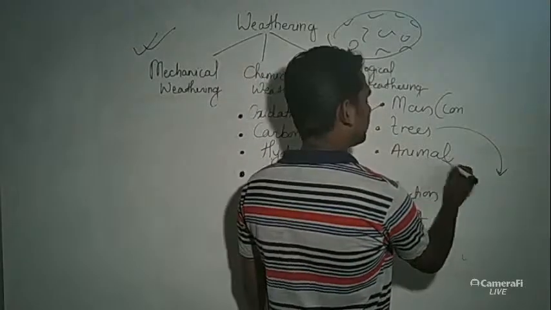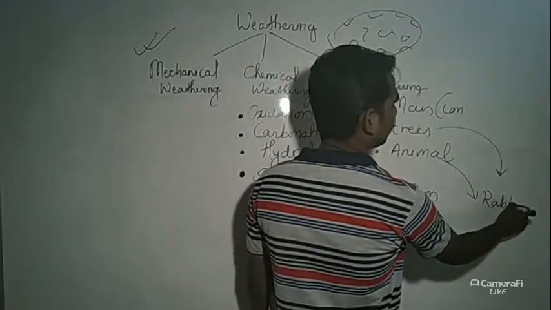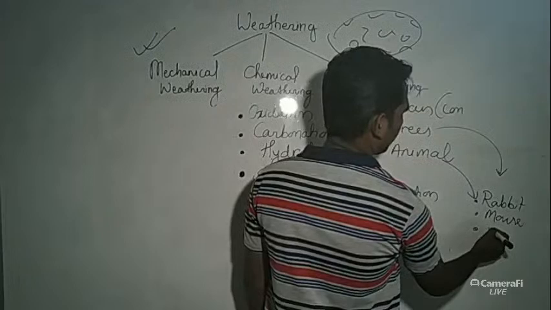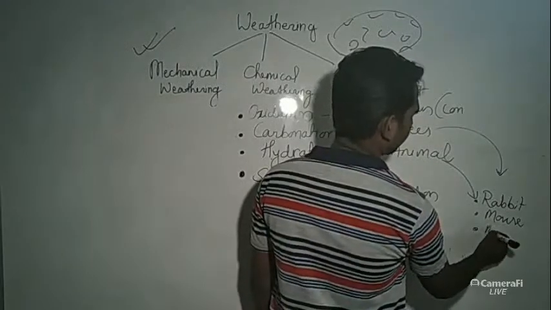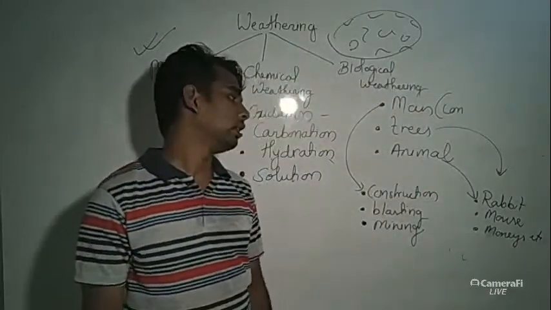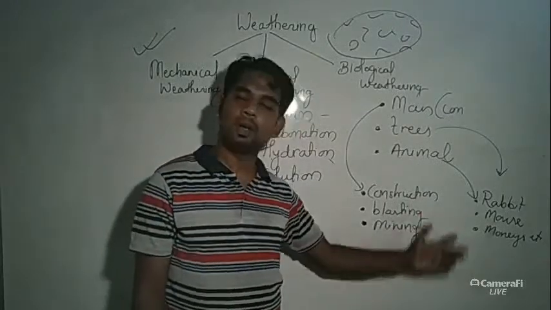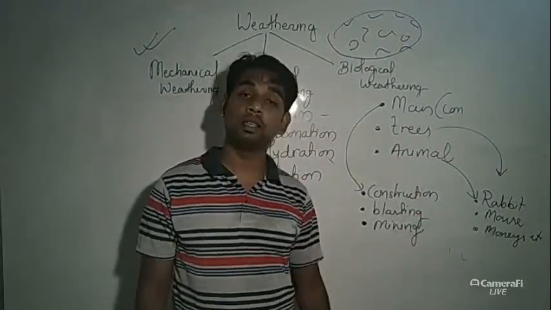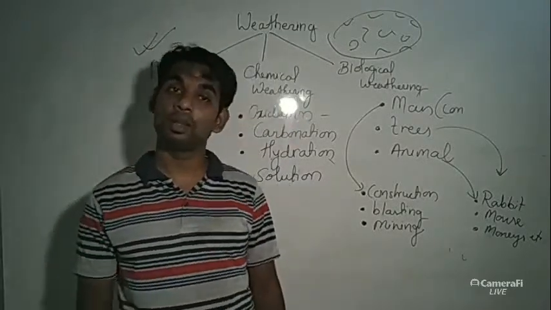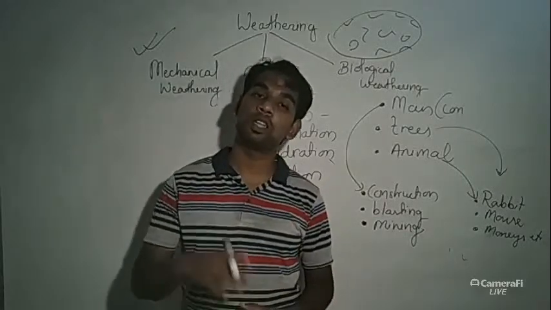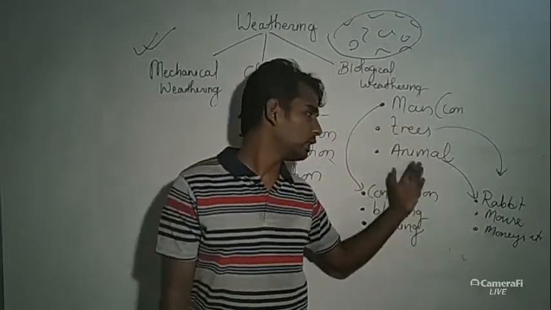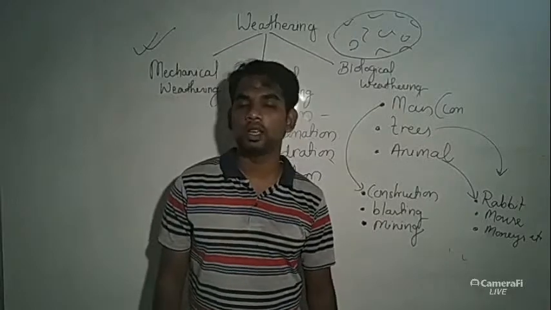Next comes animals like rabbit, mouse, monkey. Digging up ground for burrows. Mouse also does the same. Monkeys also do. They pick up stones and throw them, you know that? Even the forest ones, if they have to crack nuts, they use the stones only, they use the rocks only. That is how the animals participate in the weathering process.